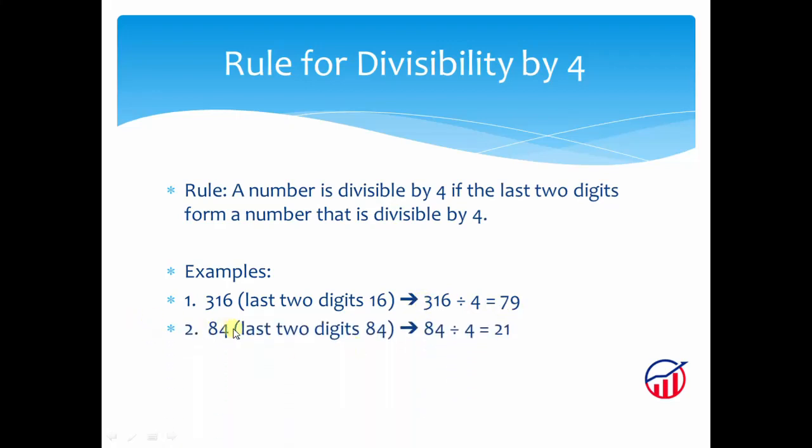Second example, 84. The last two digits in itself is 84. We can clearly see it's divisible by 4. 4 2s are 8 and 4 1s are 4. Last example over here, 120. The last two digits are 20 over here. We know that 20 is divisible by 4. Hence the entire number 120 is divisible by 4. 4 3s are 12 and the answer is 30 over here.